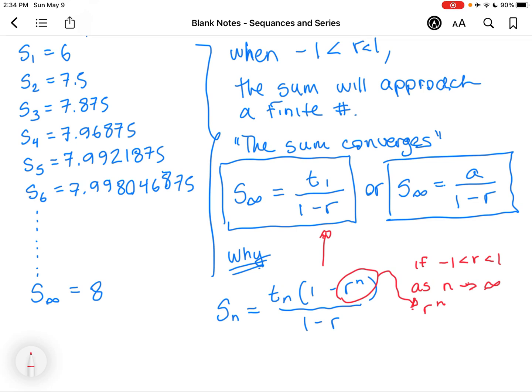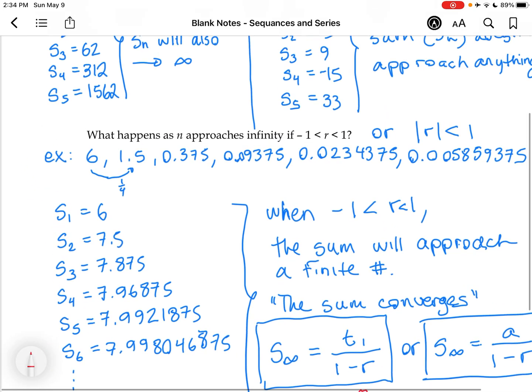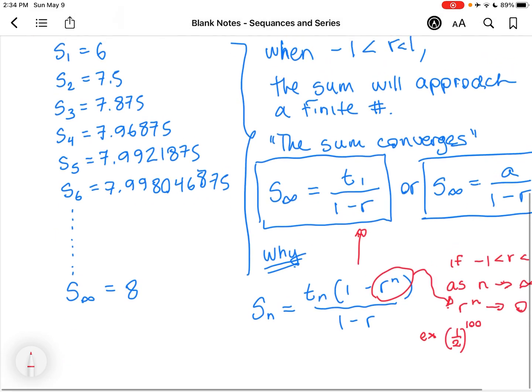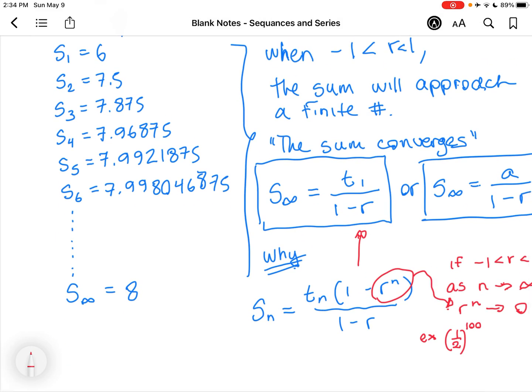Okay, now why does that happen? Well, let's think about it. Let's say my common ratio is a half. A half is less than 1. If I raise a half to a very, very large exponent, let's say I raise it to the power 100, that means I'm taking a half and multiplying it by itself 100 times. I'm halving something 100 times.